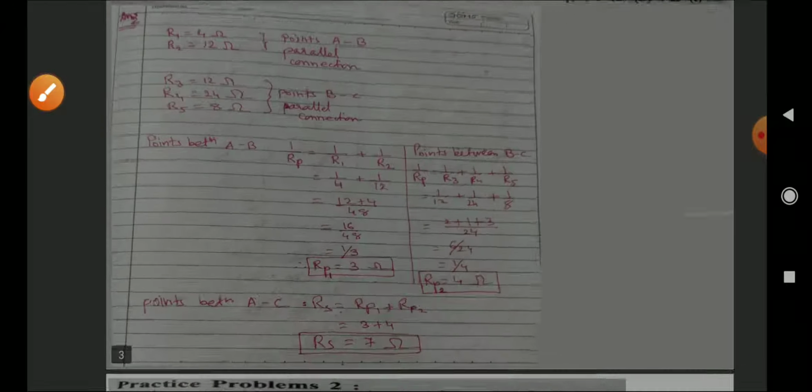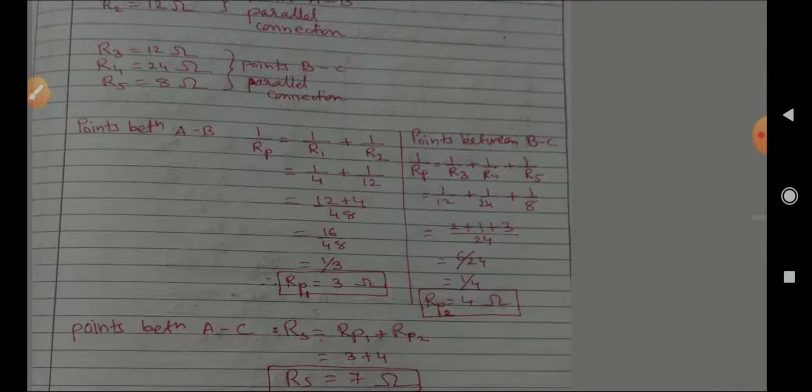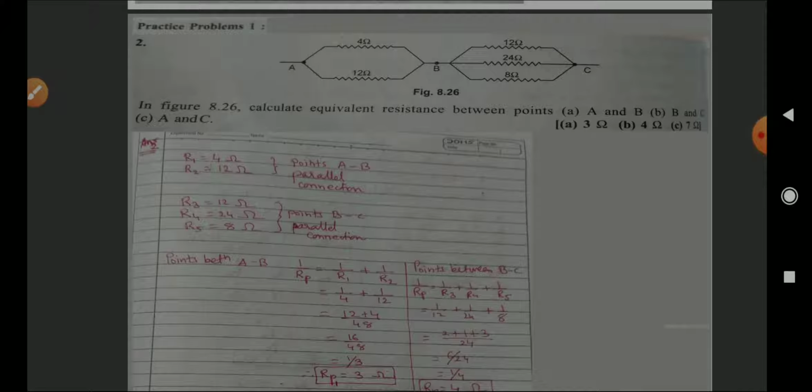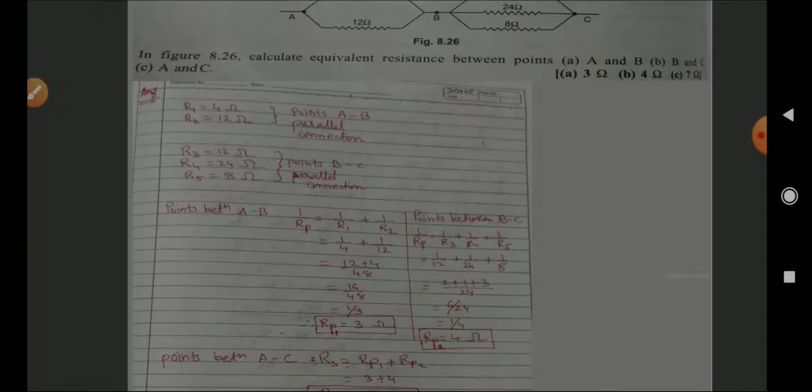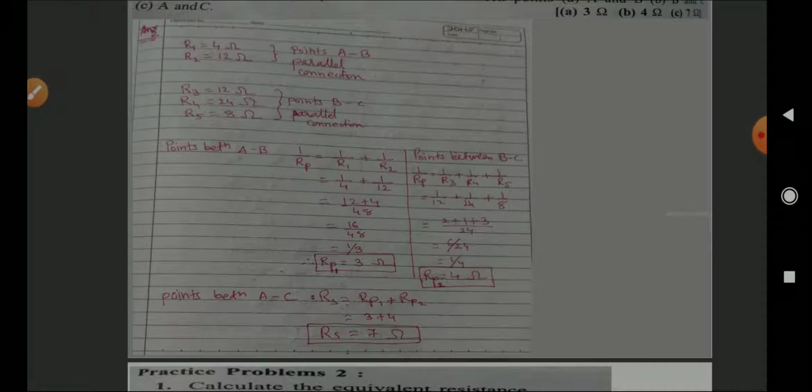Let me zoom in. So 1 upon Rp is equal to 1 upon R1 plus 1 upon R2. So 1 upon 4 plus 1 upon 12, that is going to give me 1 upon 3. So Rp1 is 3 ohm. For Rp2, 1 upon Rp is equal to 1 upon R3 plus 1 upon R4 plus 1 upon R5, is equal to 1 upon 12 plus 1 upon 24 plus 1 upon 8, that is going to give me 1 upon 4. Therefore Rp is equal to 4 ohms, that is Rp2. Both of them are in series, so you need to add both of them. So Rs is equal to 3 plus 4, that is 7 ohms.